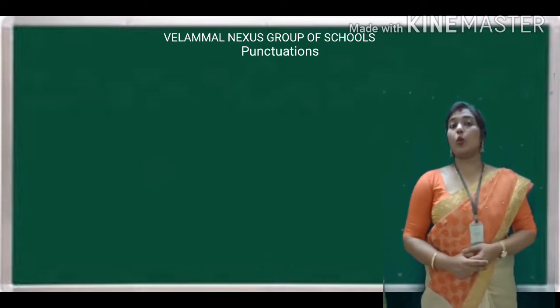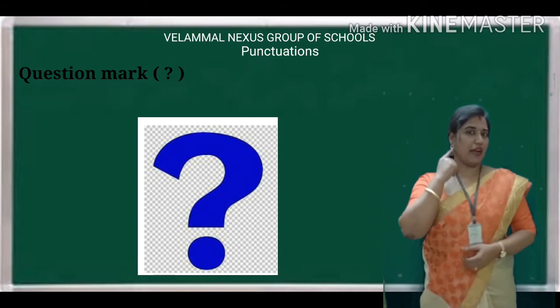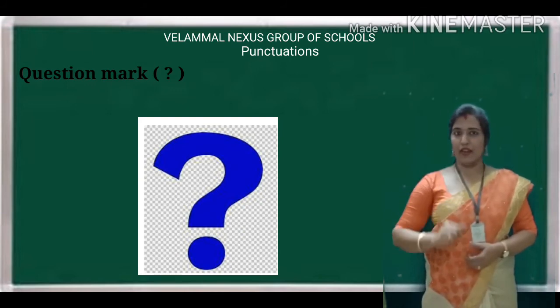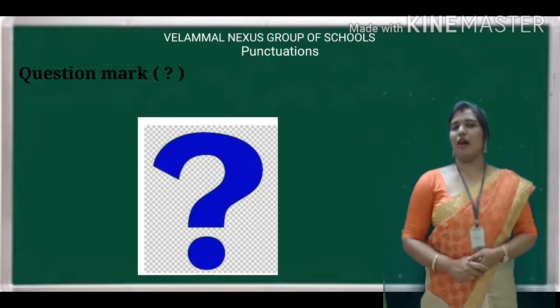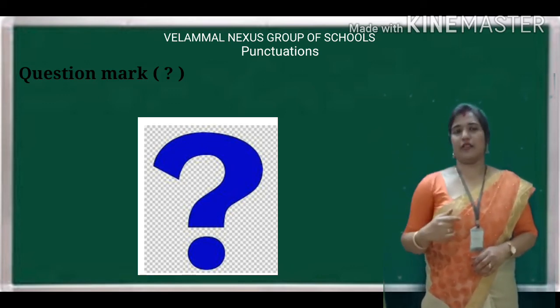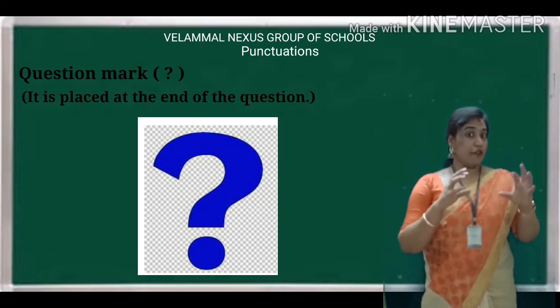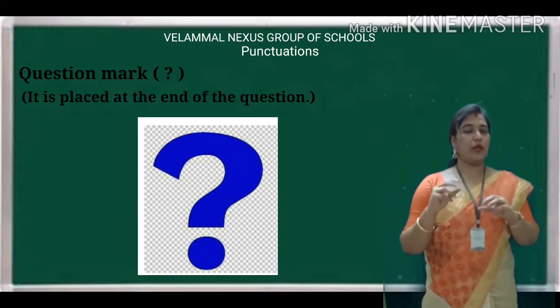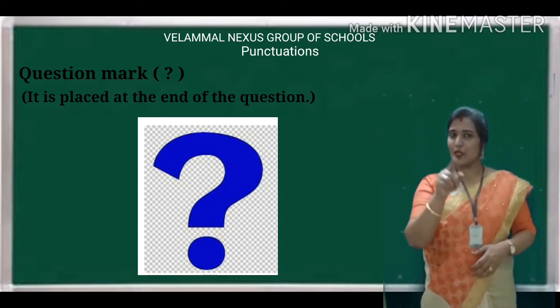The next one is the question mark. What is that? The shape of the question mark: our ear looks like a question mark. So this question mark is placed at the end of a sentence that asks a question. If it is a statement, we should end with a full stop. But if it is a question type, we should end with the question mark. And the symbol is the question mark.